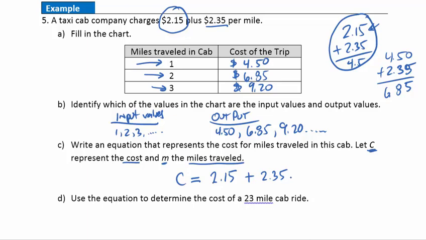Well, the number of miles we travel, we're going to let that be our variable M. So here is our equation for the cost of the cab. The cost of the cab equals $2.15 right when you sit down plus $2.35 times the number of miles that we travel.